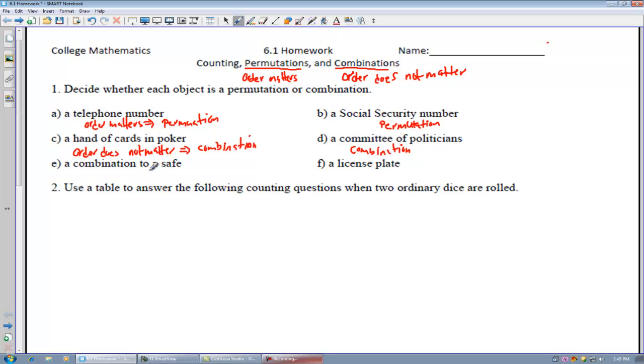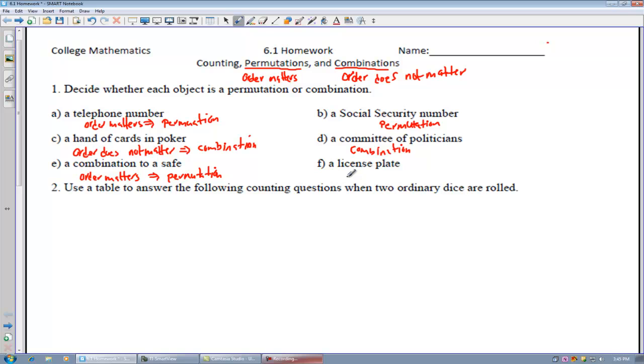A combination to a safe, and so here we have to be careful. Mathematically, a combination means something different than in our common jargon. For a combination to a safe, certainly the order matters. So we can write down order matters, and that means it's actually a permutation. That's how I remember the difference: a combination, you think the order is supposed to matter, but it's the opposite. In mathematics, for a combination the order doesn't matter, and for a permutation the order does matter.